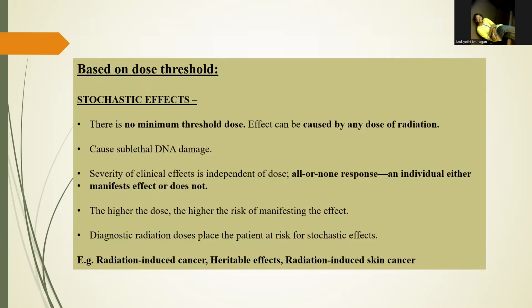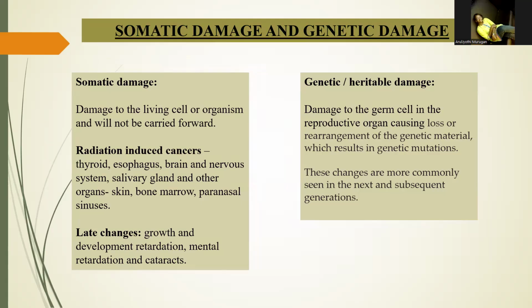Based on the threshold, it is classified as stochastic effect, where there is no minimum threshold. Even a small amount of radiation will have some effect on the cells or the tissue. It can cause sublethal DNA damage, and the severity is independent of the dose. Severity is not proportional to the dose. It is not an all or none response. The individual may either manifest or may not develop any complications. Higher the dose, higher the risk of manifesting the effects. Examples would be radiation-induced cancer, heritable effects, and radiation-induced skin cancer. So, somatic damage and genetic damage.